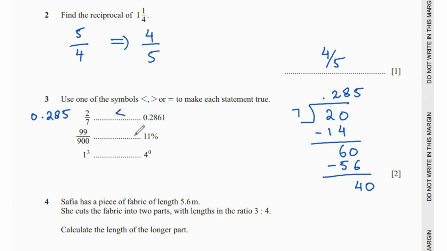99 over 900 and 11%. So 99 over 900 can be simplified to 11 over 100, which is the same as 11%. So that's equal. 1 cubed is 1. Anything to the power of 0 is also 1. So again, equal to.